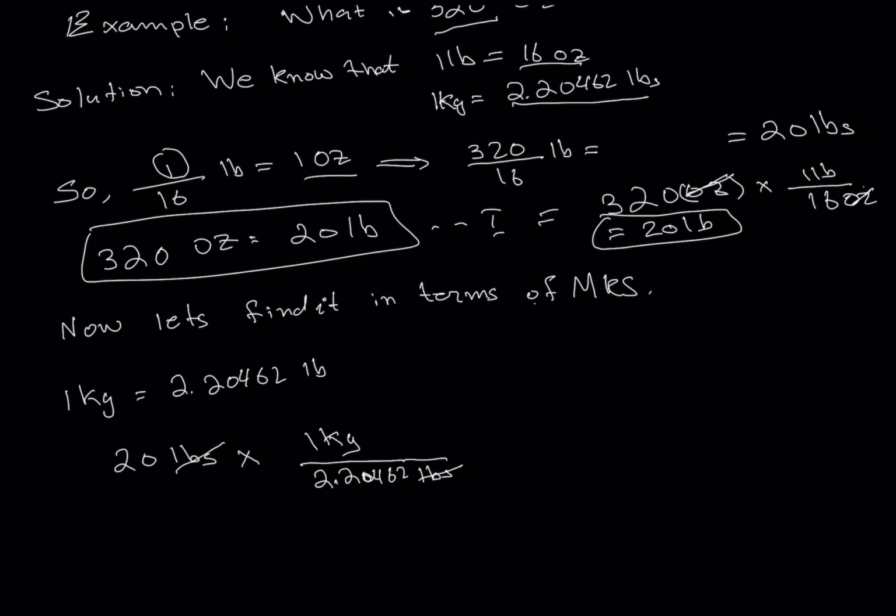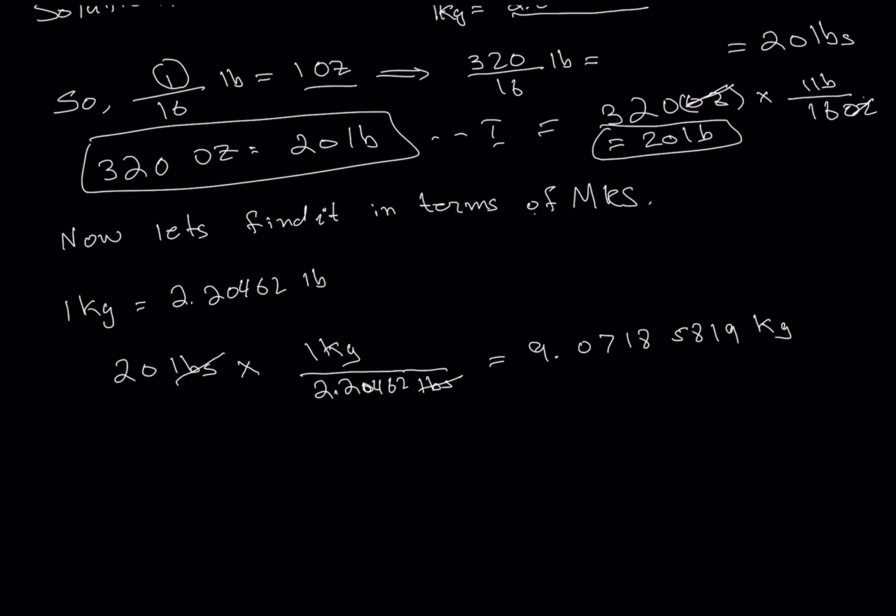Pounds cancel out with pounds, and we divide 20 by 2.20462, which gives me 9.07185 kilograms. So 20 pounds will become about 9.07 kilograms.